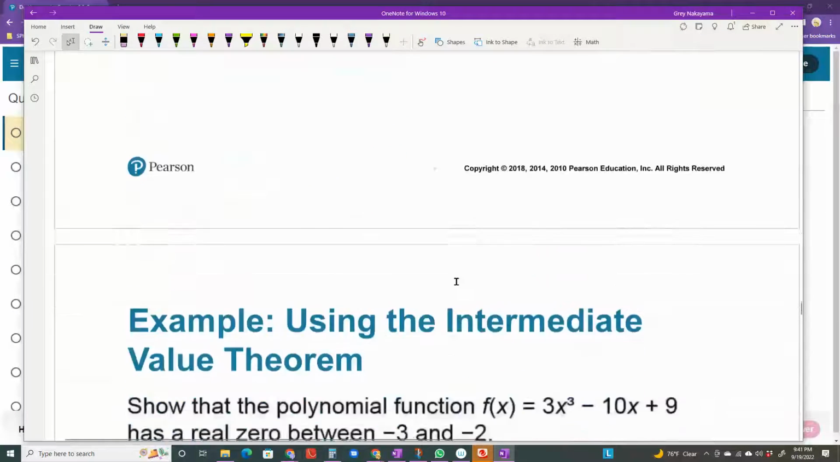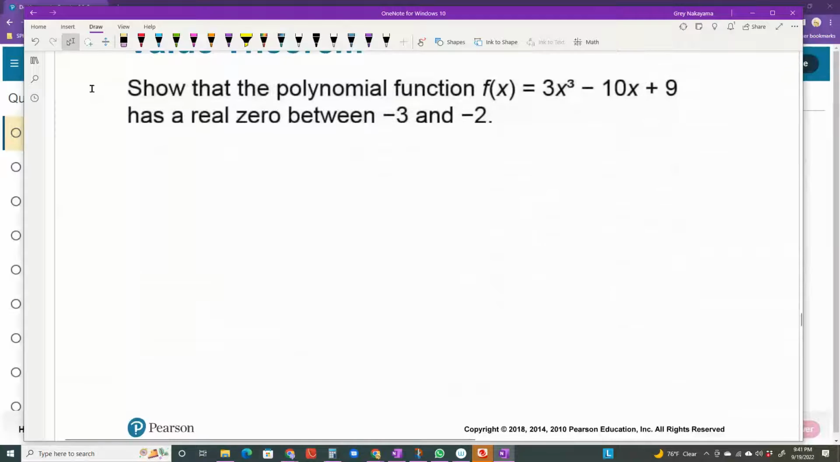Okay, don't get bogged down by this. Look at what you're going to have to be able to do. Show that the polynomial f of x equals 3x cubed minus 10x plus 9 has a real 0 between negative 3 and negative 2. So that means on your paper you need to write, what is f of negative 3? Well, of course, I'm going to plug in negative 3 for x everywhere. And when I do that, I get negative 42.